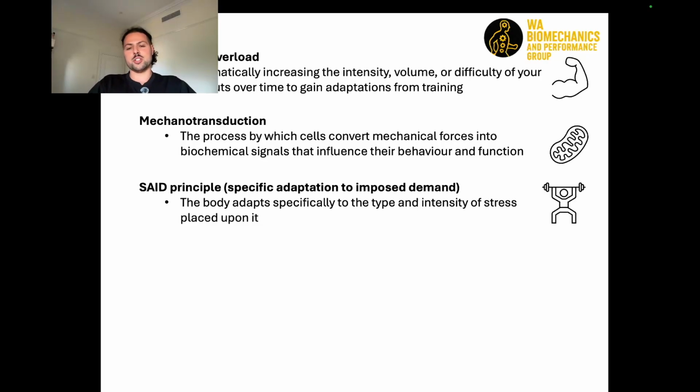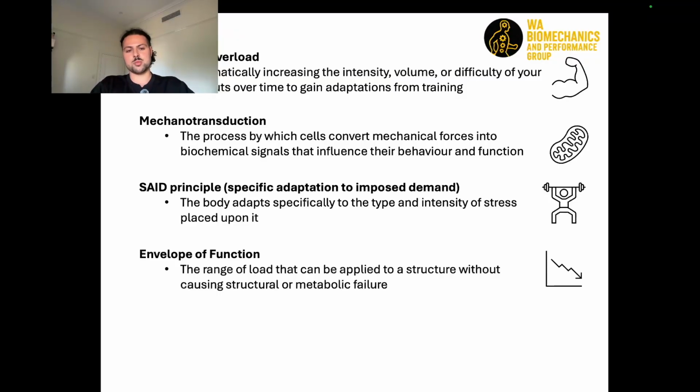And then if we do progressive overload in a specific way, then we know that the SAID principle will always apply. The body adapts specifically to the type and intensity of stress placed upon it. You do bicep curls, your biceps are going to get bigger, not your calves. Okay, so that's the SAID principle in a nutshell.